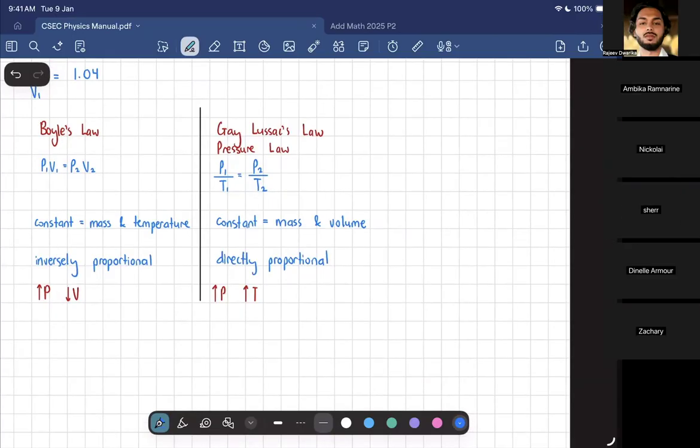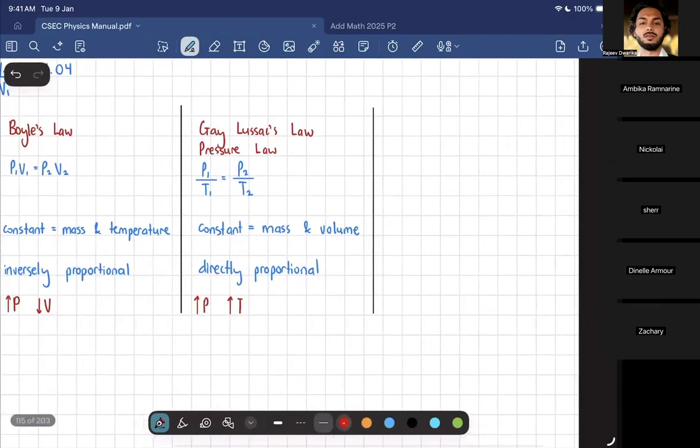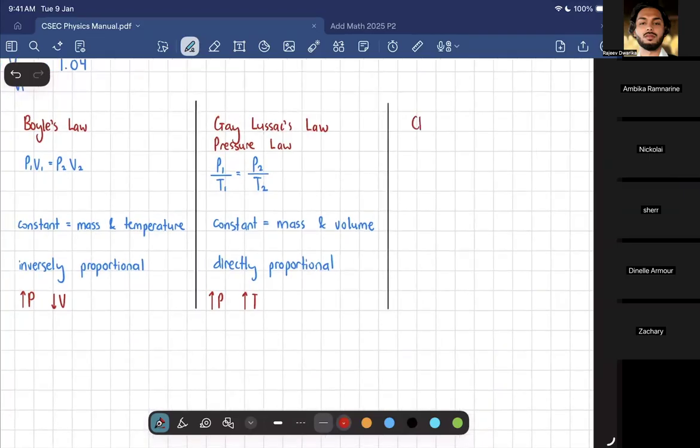Ambika, I want you to tell me what is the other gas law? That's Charles' law. Right.